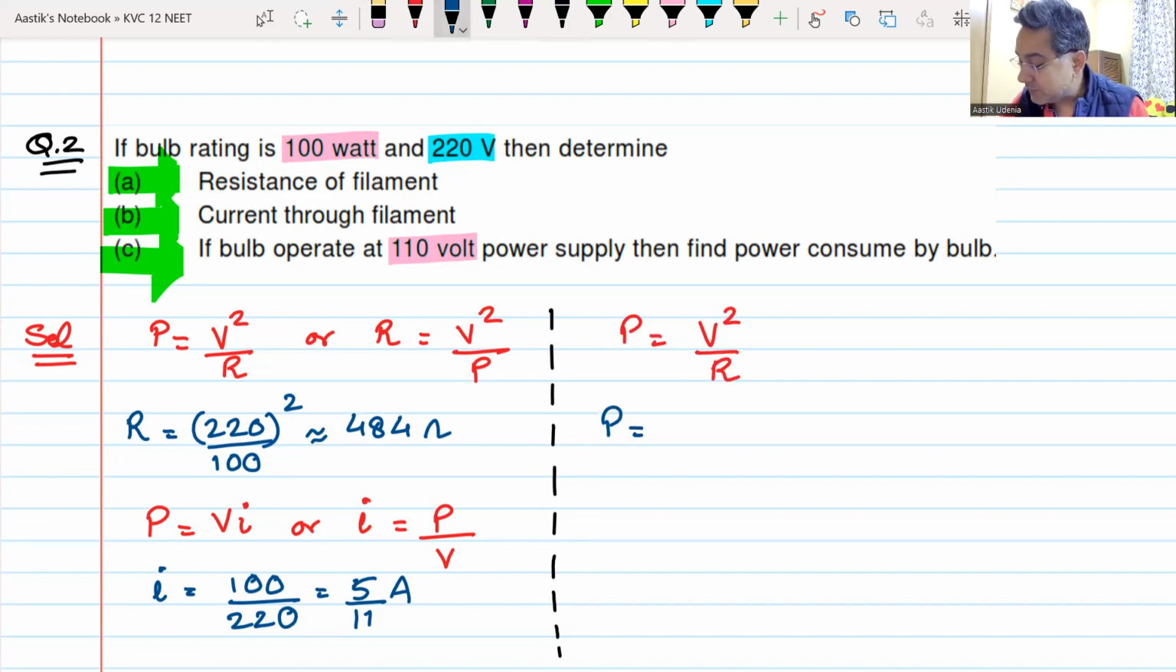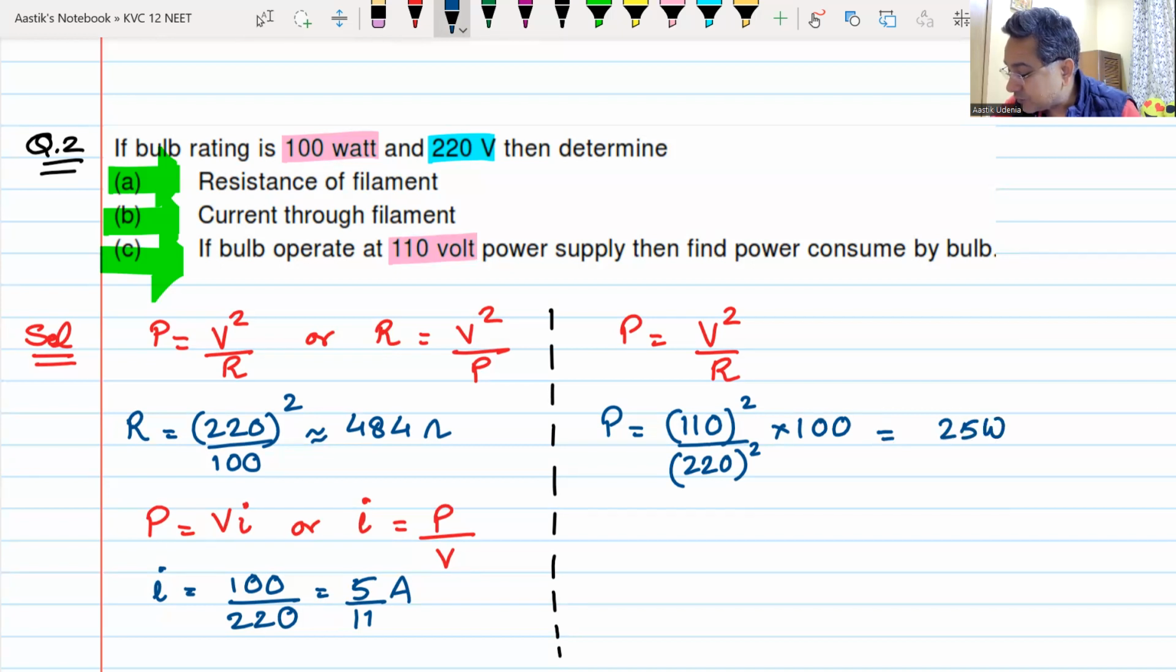So the power it will develop is V square, 110 square divided by R. Instead of putting it as 484, let me put it by the original formula, 220 square divided by R. Sorry, 220 square divided by 100. So 100 goes into the numerator and you will get 1 by 4, and this power becomes 25 watts. So power becomes 1/4. Why does the power become 1/4?